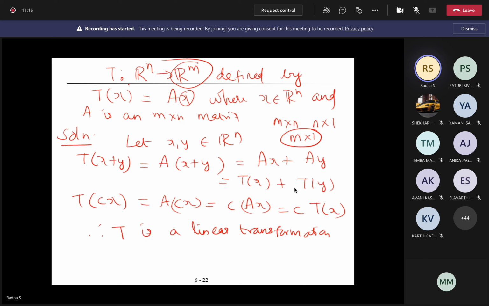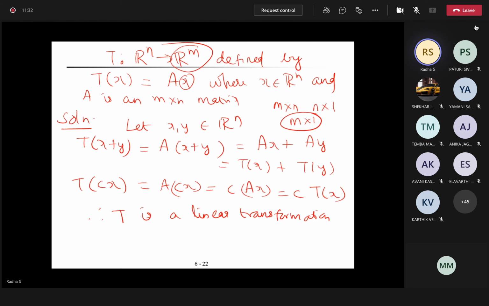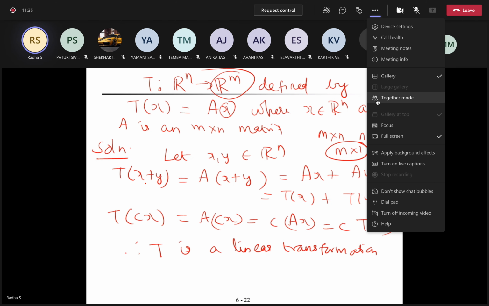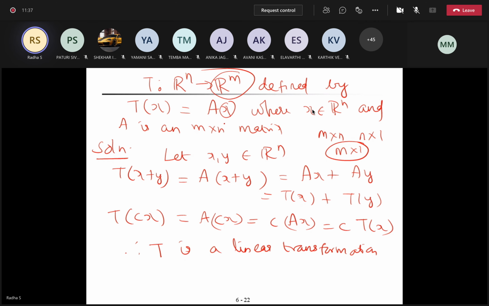Consider two vectors from R power n, x and y, right? We need to prove that T of x plus y is equal to T of x plus T of y. So what will be T of x plus y? x is a vector from R power n, y is a vector from R power n, so x plus y is also a vector from R power n, right? So T of x plus y means that vector x plus y should be multiplied by A on the left. That is the way we have defined the mapping. So it is A times (x plus y).